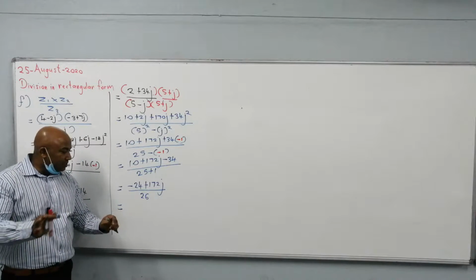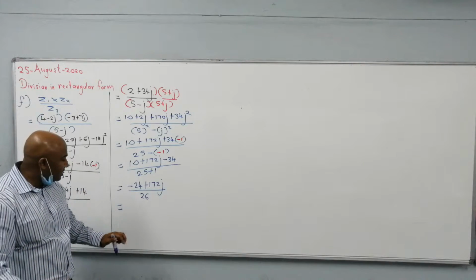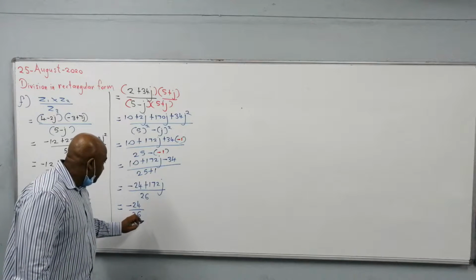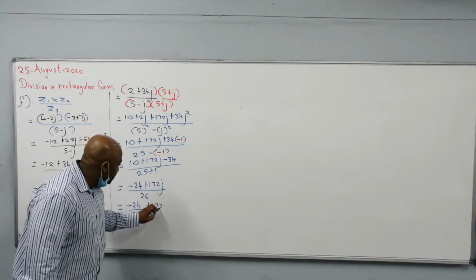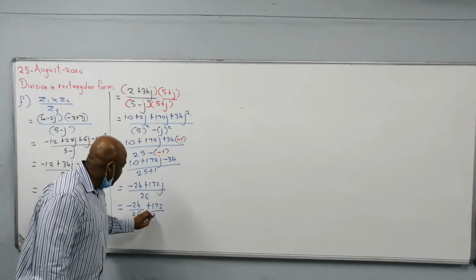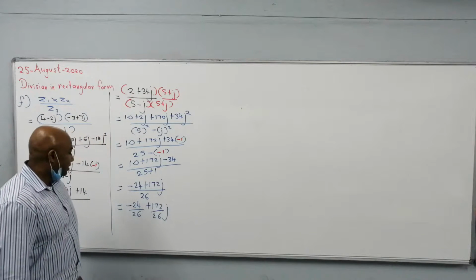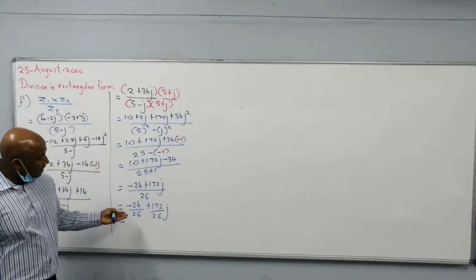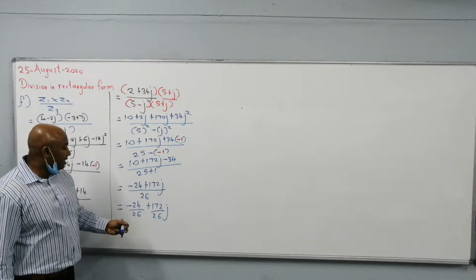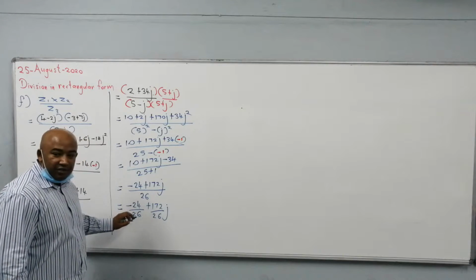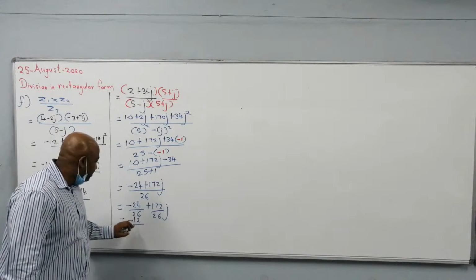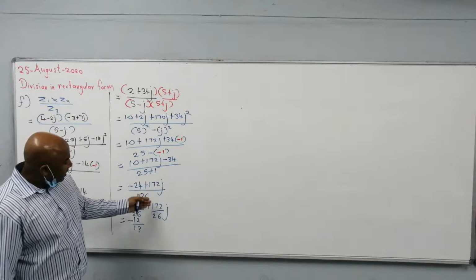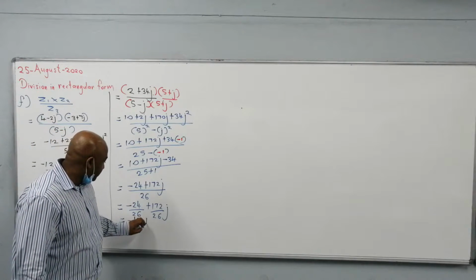Now, I can simplify. I'm going to separate this into its real component and imaginary component. That's what you need to do. So that's minus 24 divided by 26 plus 172 divided by 26j. This can be simplified further. What can we divide? So that will be minus 12 over 13. That's minus 24 divided by 2, that's 12, and 26 divided by 2, that's 13.